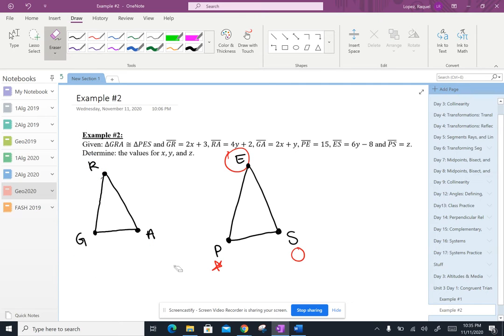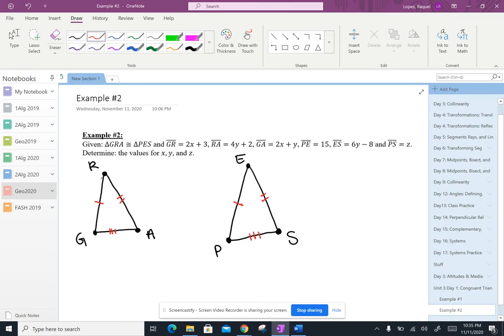Okay, so whenever you are drawing diagrams for yourself, make them easy, kind of like what we did here. Now let's mark our congruent sides since it looks like we're given side measurements. I want to mark up my sides with tick marks. GR would be congruent to PE, so I'm going to mark that with a single tick mark. RA would be congruent to ES, and I'm going to mark that with two tick marks. And then GA would be congruent to PS, so I'm going to mark that with three tick marks.